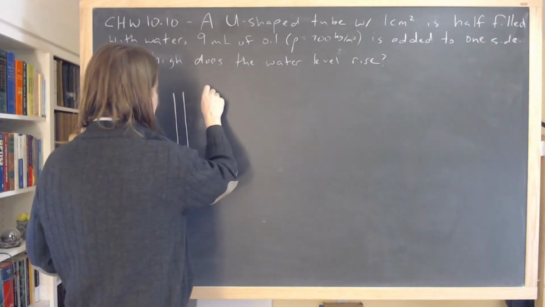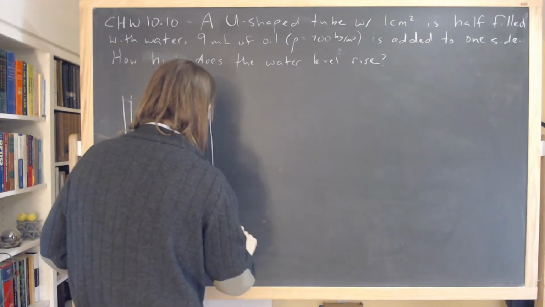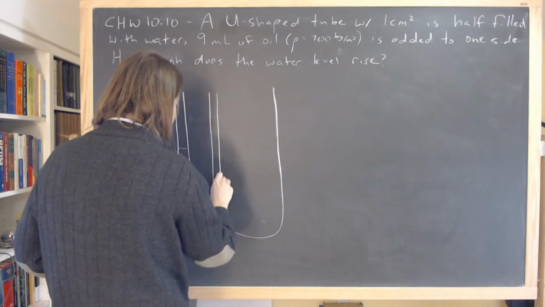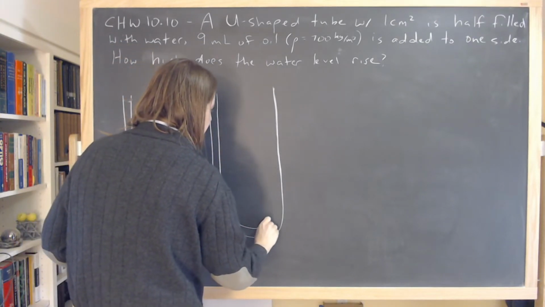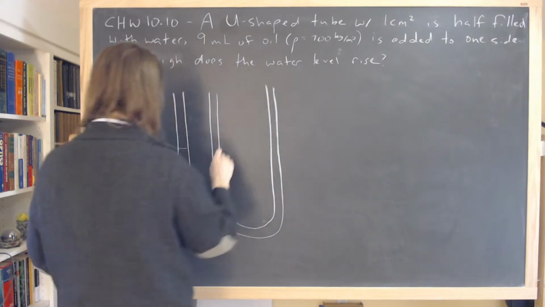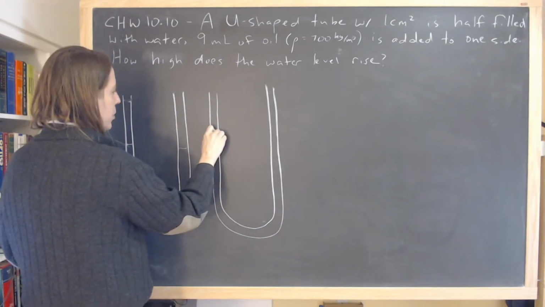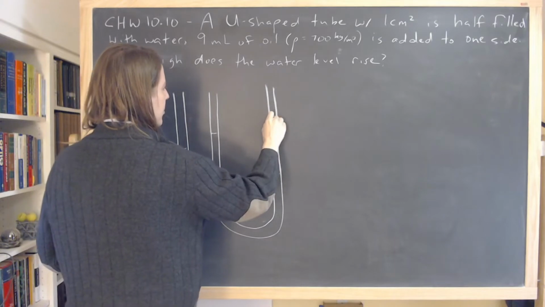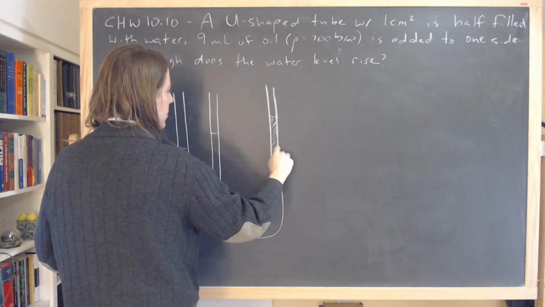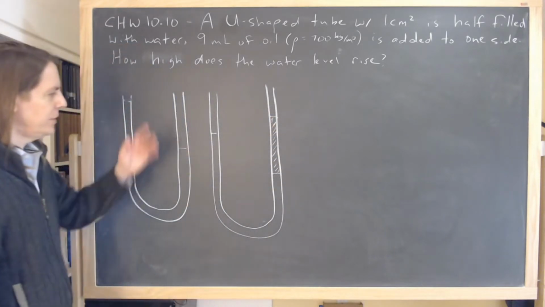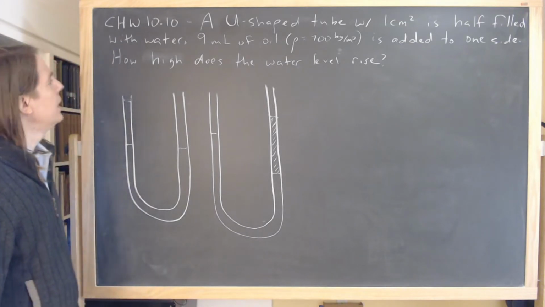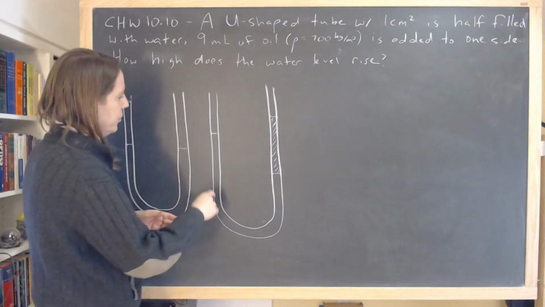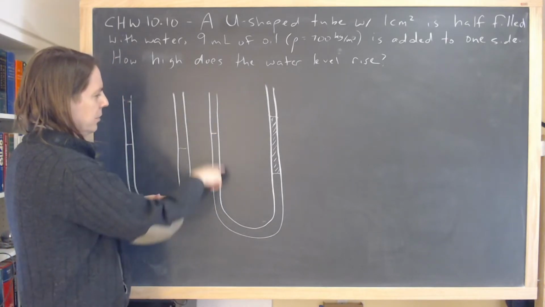So after we add the oil, it'll still be a U, like that. But relative to the initial position, let's see, the water will go up because the oil went down. And then here's the 9 mils of oil. All right, push it down, push it up. All right, how high does the water level rise? So we want to know, how far up does it go?